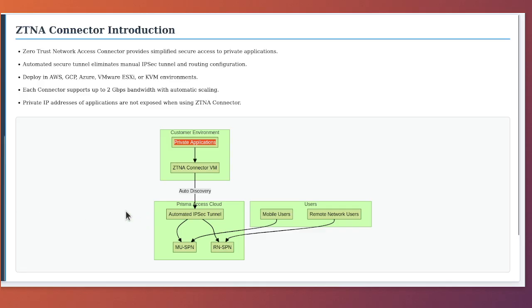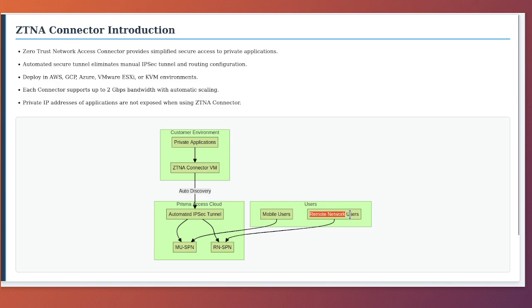Once deployed, the connector virtual machine automatically discovers the nearest Prisma Access location and initiates a secure IPsec tunnel. This automatic tunnel establishment eliminates the manual configuration typically required for service connections. The connector then connects your private applications to Prisma Access, making them accessible to mobile users and remote network users.